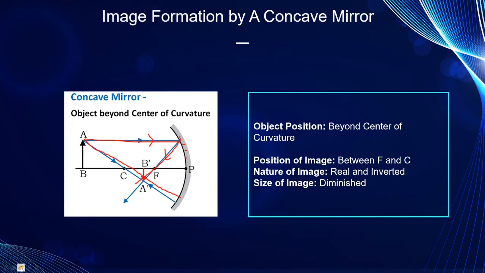Okay. And where do I get the image? I get the image between C and F. I get my image between C and F. You can see that the rays are meeting at this point. So if this is the head of the object, then the base will come here. If I had named the object AB, I named the image A dash B dash. Okay. So the position you know between C and F.